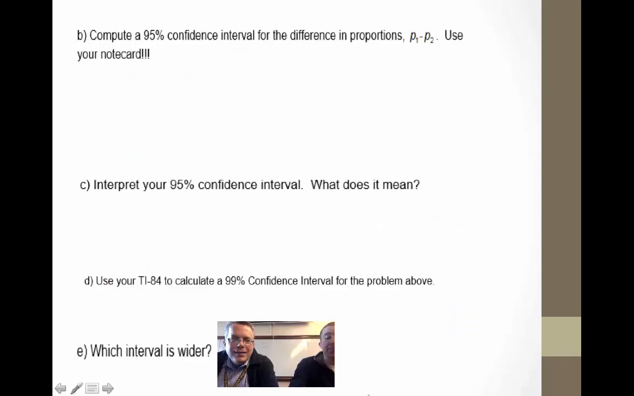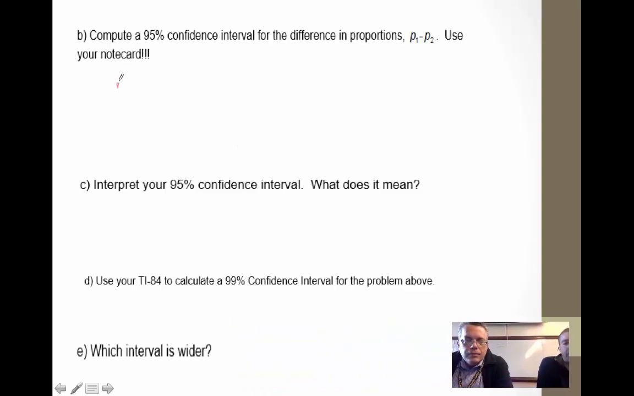Next, the difference in proportions. Compute the 95% confidence interval of the difference of proportions. So we had 0.12 minus 0.22. Okay, there's our difference of proportions, about a 10% difference in our sample. And we're going to go plus or minus 1.96 times 0.045.